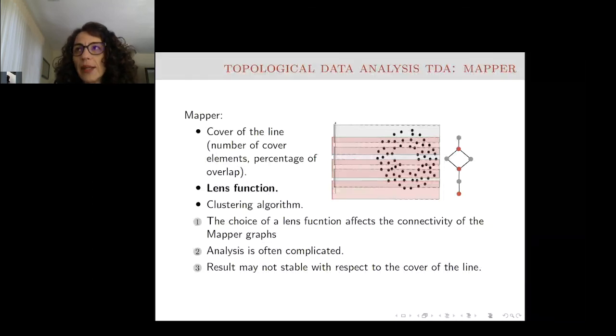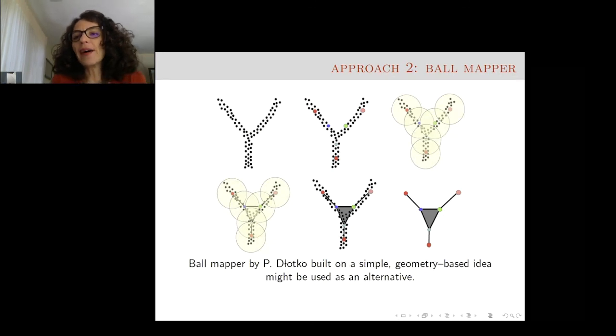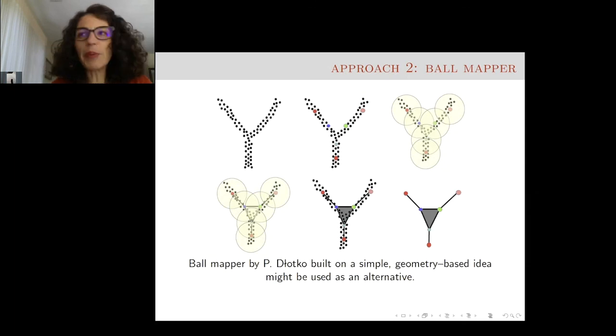So in this talk, we're actually going to be using the Ball Mapper that was introduced last year by Pavel Dłotko, who's hopefully in the audience and can take any questions if you have any. And again, it's called Ball Mapper because it's built on a similar idea. It's of course geometry based, and it can be used as an alternative approach, or it can be used together with a mapper, which we'll see at the end of the talk.